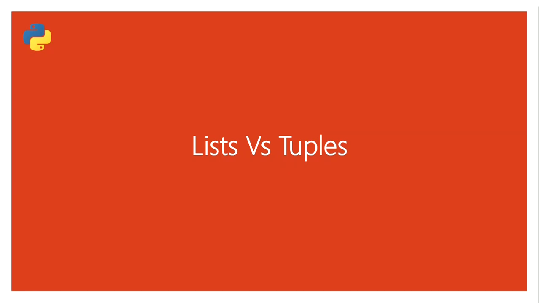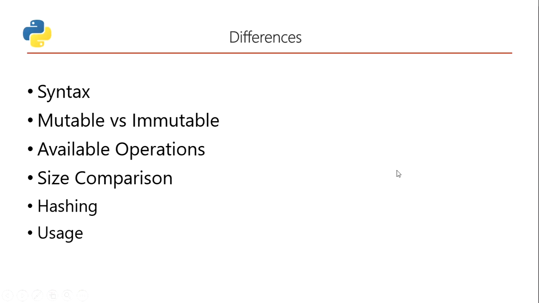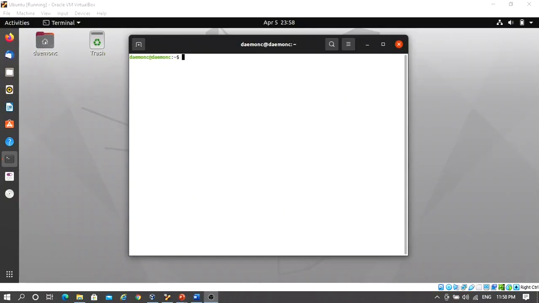Today I'm going to talk about lists versus tuples in Python. In this, I'll walk you through a detailed conceptual difference between them with some practical examples. In this video, I'll talk about the following differences: syntax, mutable versus immutable, available operations, size comparison, hashing, and usage of lists and tuples.